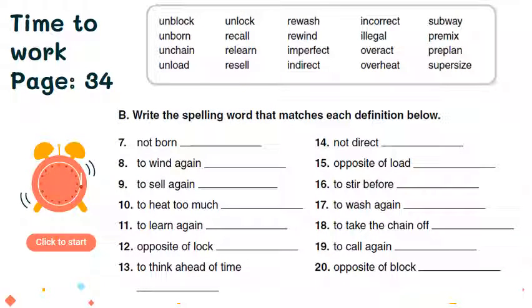Okay, now in the same page 34, exercise B, we have to continue with the other words. We have to write the spelling word that matches each definition below. Number 1, not born. Something that is not born, we mean unborn. To wind again. Again, to do something again. To wind again, we mean rewind. So when you add the prefix re to the word wind, it means to wind again.